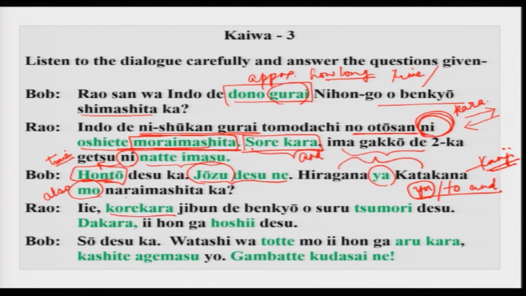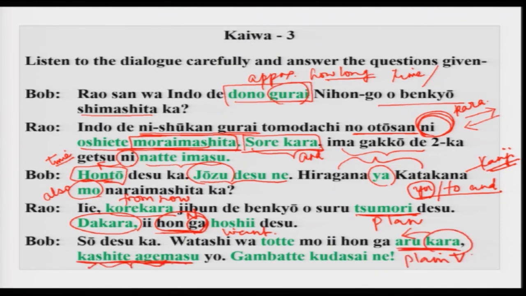Iie kore kara, from now. Kore kara jibun de benkyo suru tsumori desu. I plan to do benkyo on my own. Dakara, for this reason, ii hon ga hoshi desu. We just now did hoshi, which is want. So, ii hon ga noun ga hoshi desu. So desu ka? Watashi wa totemo ii hon ga aru kara. Kara will take plain verb, as I have told you earlier. Plain verb. Kashite agemasu. I will lend it to you.